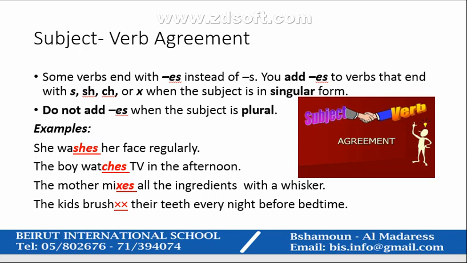Washes here takes ES instead of S in the present form because the subject is singular and the verb wash ends specifically with SH. The boy watches TV in the afternoon. Watches takes ES instead of S because the verb watch ends with CH. And according to the subject, the boy, it's in singular form. So there's an agreement here between the subject and the verb.